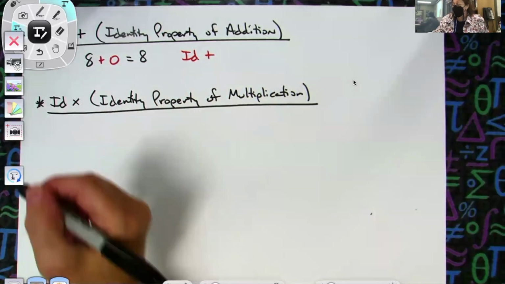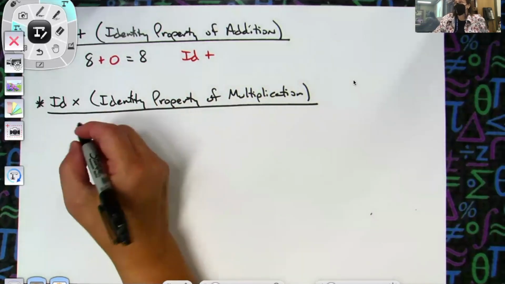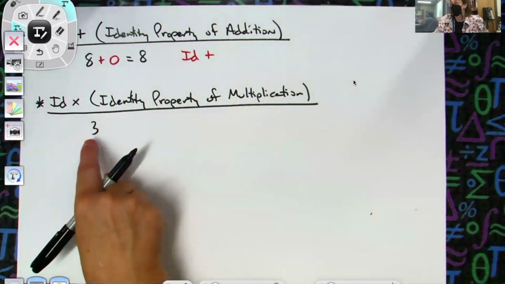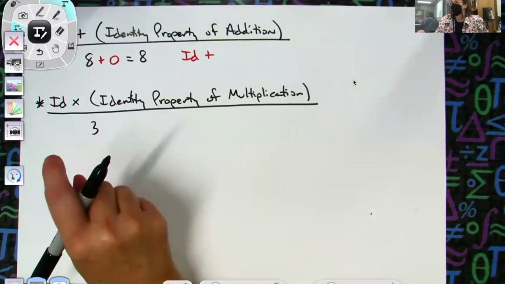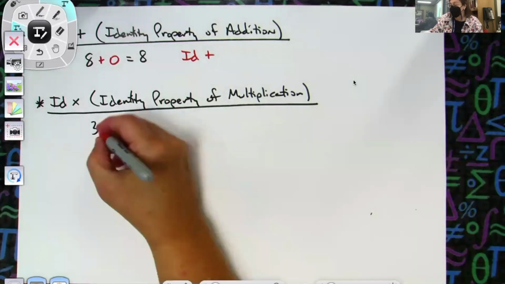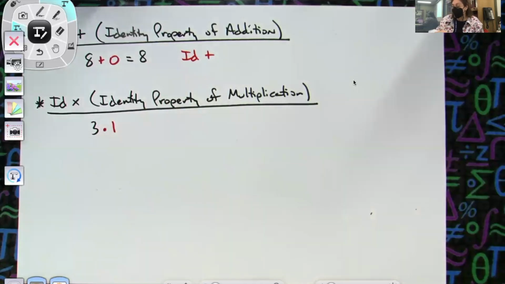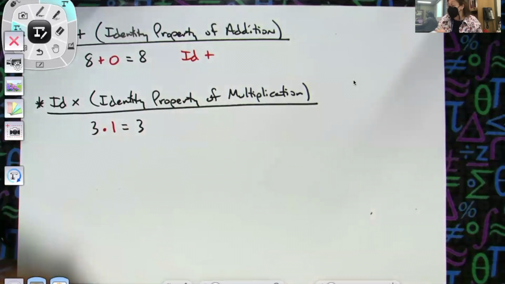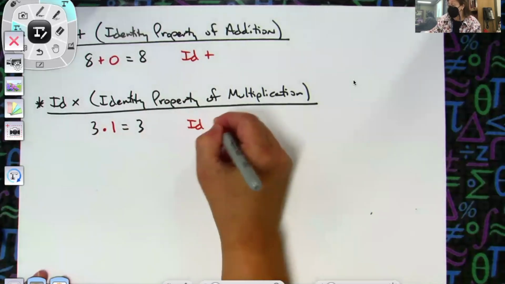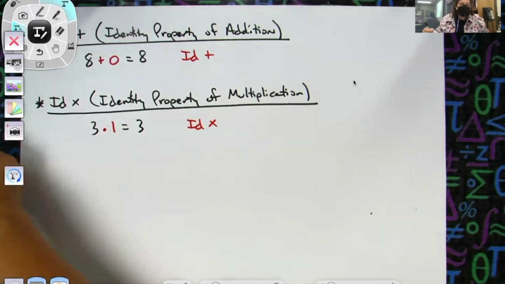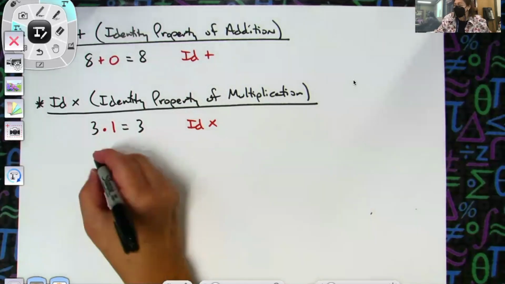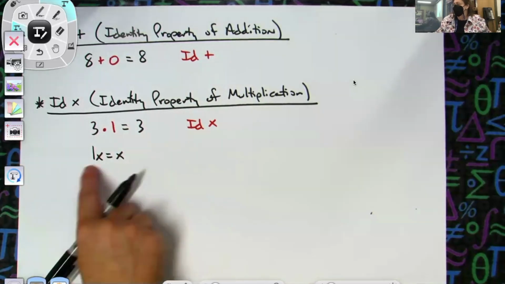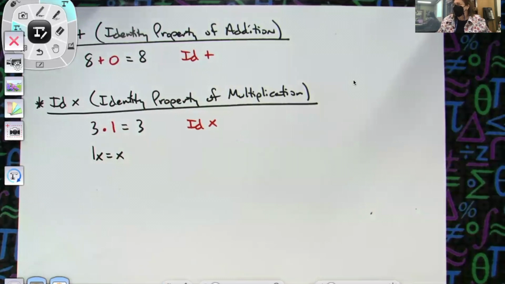Now, again, let's start with some number like say 3. What can I multiply by 3 to get 3 back? 1. So 1 is the identity for multiplication. It could look like that, and then if you are identifying the property, you would put ID times. They might do something like 1x equals x. It's still 1 times x equals x.